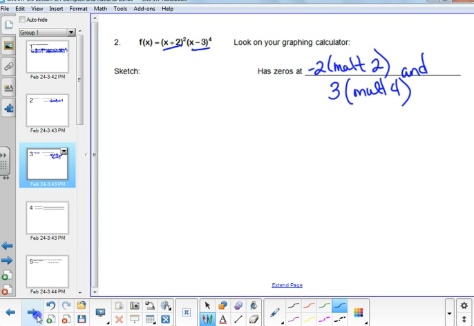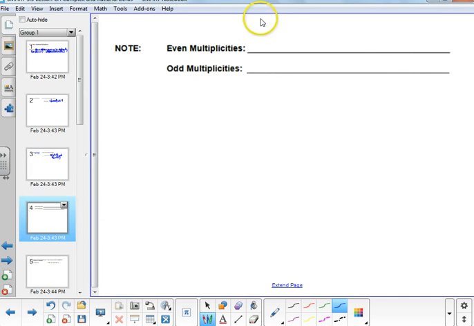So a little bit of notation for you today. Even multiplicities, as we just noted earlier, are bouncers. They're going to bounce right off the x-axis. I'm sure you noticed in the fourth power, it kind of hung around the x-axis a little longer before it bounced off, and you're going to see that the higher the even multiplicity is, the longer it stays around the 0.